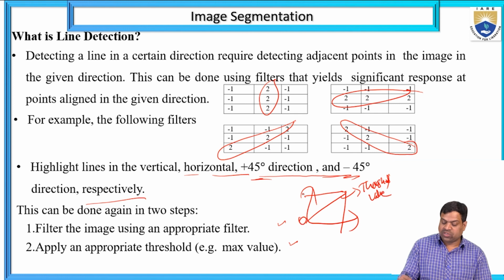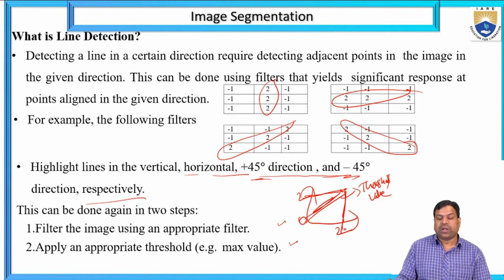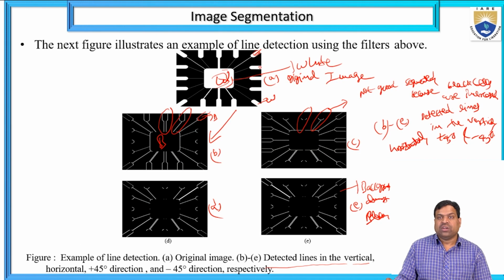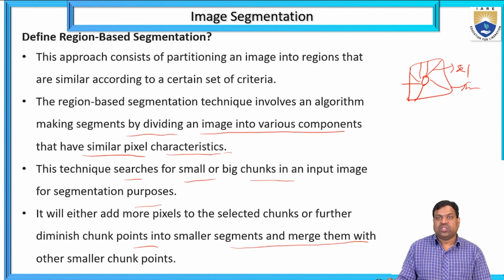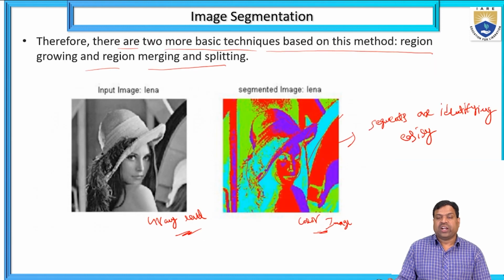Suppose 0 to 2. Here 0 to 2, so this is the maximum value. That is a threshold value. Apply the maximum value. Okay. It is an example of line detection. And it is region-based segmentation. We are converting to regions. Here, gray level to color image with the segmentations. That is the regions. There are 2 basic techniques: region growing and region merging.